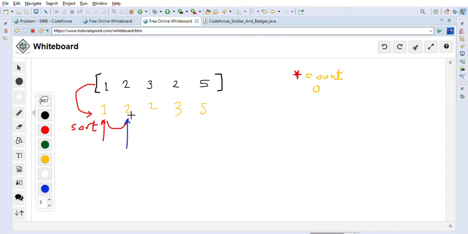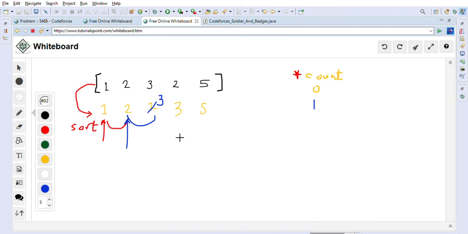Now we look at this element and compare it with the next element. Are they the same? Yes, they are the same. So in this case we have to increment the count, because they are the same and we have to make them different. We increment the count by 1, so it becomes 1. And we change this 2 to 3: we add 1 to this 2 and it becomes 3, right? So now 2 and 3 are different.